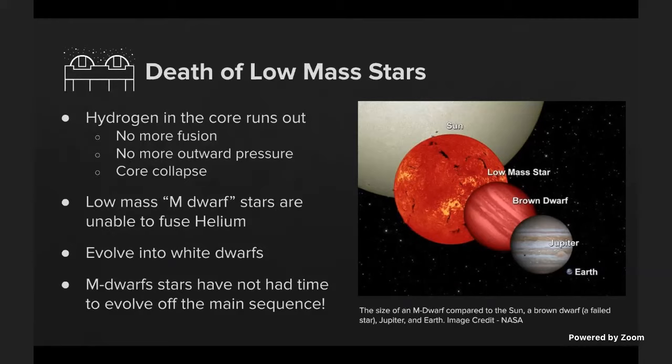White dwarfs are sometimes referred to as the hot potatoes of the universe, since all they really do is sit there and radiate away energy. It is important to note that no M-dwarf stars have ever evolved off the main sequence, since they live for trillions of years, while the universe is only about 13.8 billion years old, so they have not had enough time to die.